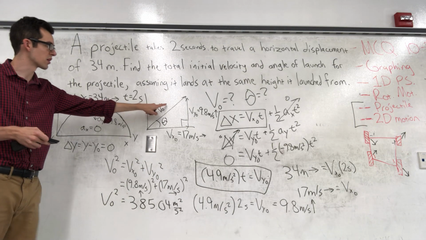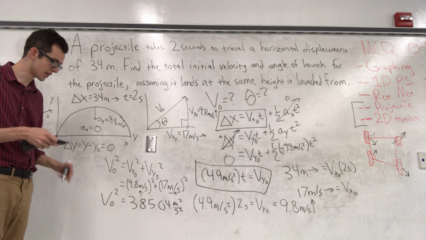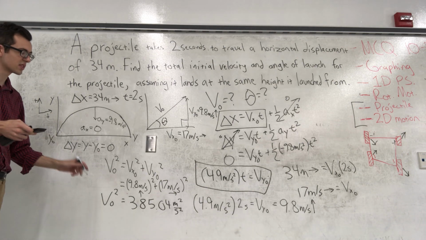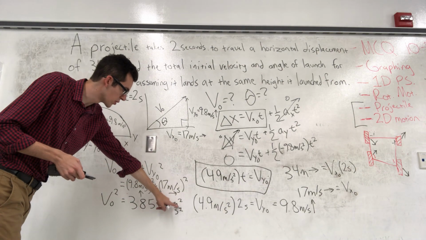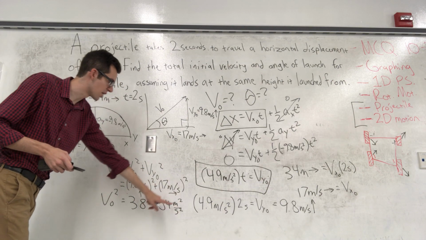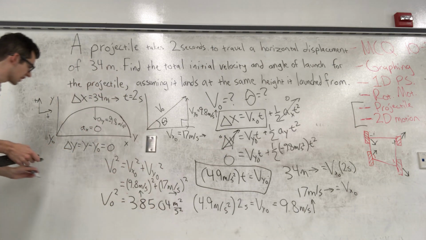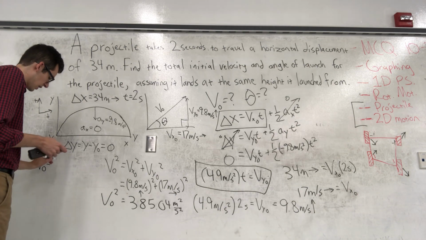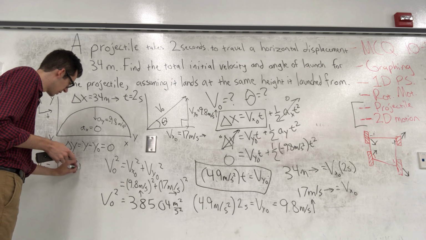So to get to our unknown that we want to find, we have one more step. We need to take the square root of this. So if we take the square root of 385.04, we get 19.62 meters per second. And when we take the square root of our units, this will also even out. We'll take the square root of meters squared per second squared, and we'll just get meters per second. So V initial is equal to 19.62 meters per second.